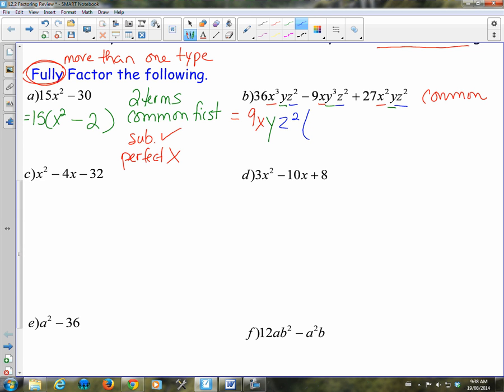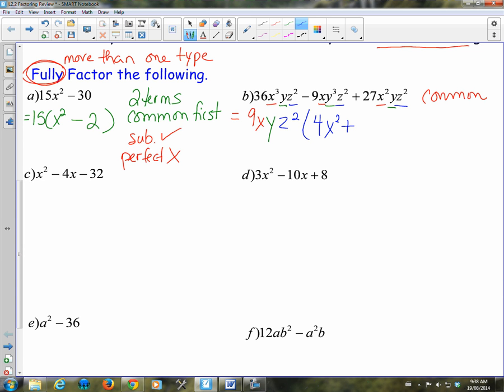So I divide the numbers like normal. 36 divided by 9 is 4. To divide the letters, subtract their exponents. So x to the 3 divided by x to the 1, 3 take away 1 is 2. Y to the 1 divided by y to the 1, 1 take away 1 is 0. And z squared divided by z squared, 2 take away 2 is 0.